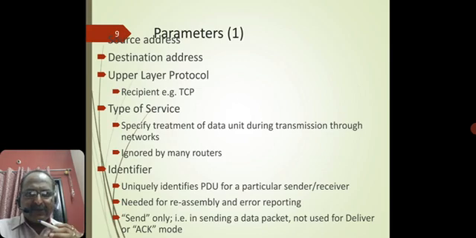Type of service specifies the treatment of data that you need during transmission through a network. It may be smaller or bigger, but a uniform transformation is always necessary, either in a local area network or a wide area network. It is always necessary to maintain. But sometimes there may be many routers which ignore the type of service. They say it is data, of course, and by default it is a data transmission.